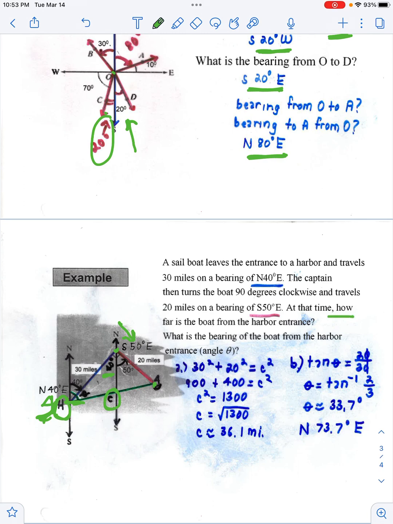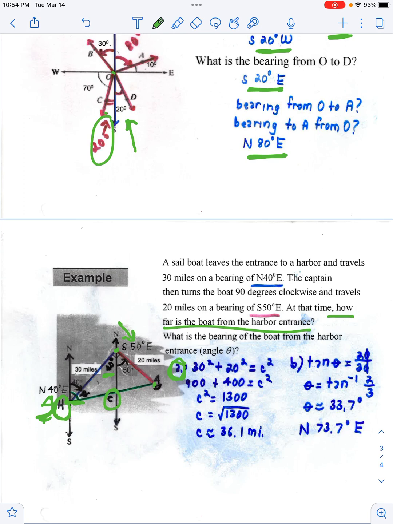Well, let's tackle the first problem. How far is the boat from the harbor entrance? Well, I can actually just use the Pythagorean theorem. You can see in part A here, I did 30 squared for the 30 miles plus 20 squared for the 20 miles. It's a right angle there, and that has to equal c squared. And you can see 900 plus 400 would give us c squared equals 1300. We take the square root, and that's about 36.1 miles. So that's the first question.